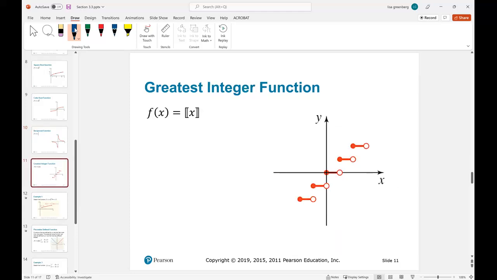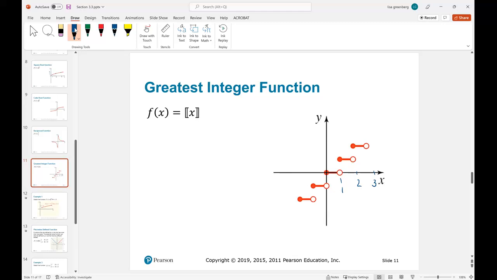And then we have what is called the greatest integer function, and it has that symbol. Basically what it says is, let's say this is 1, 2, 3. If x is anywhere between 0 and 1, well, we haven't gotten to 1 yet, so the greatest integer is 0. And that's why we have that line.